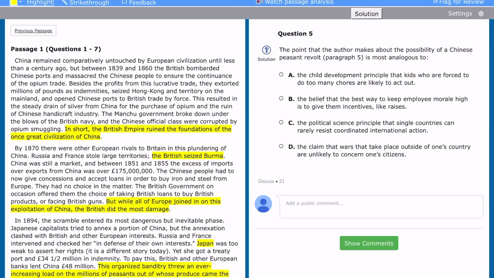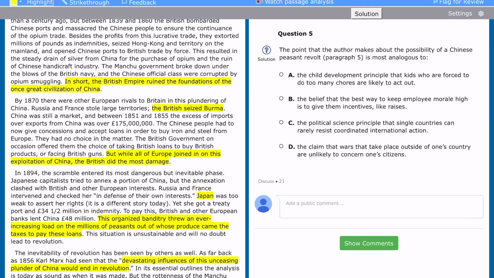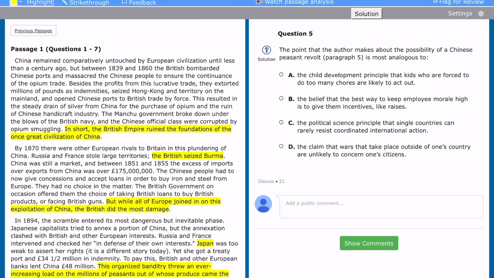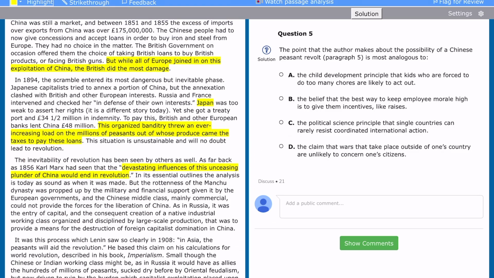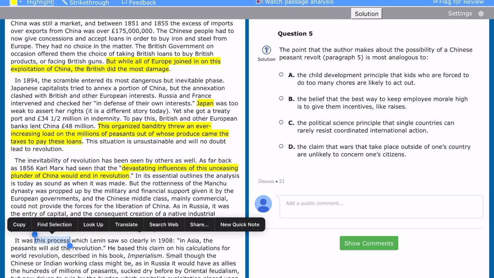The point that the author makes about the possibility of a Chinese peasant revolt, paragraph 5, is most analogous to. So if we go to paragraph 5, 1, 2, 3, 4, 5. It was this process which Lenin saw so clearly in 1908. In Asia, the peasants will aid the revolution. So when it says this process, we're allowed to work backwards and go to the paragraph before.